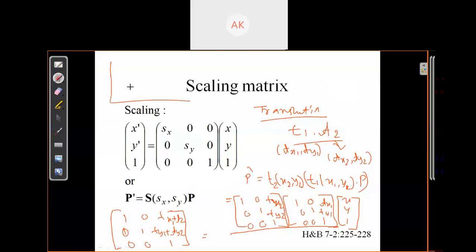Suppose this is your point, and you want to translate it from here to this position with Tx, then to this position with translation T2. So you are translating this object in one single shot. There's no need to go through the intermediate point; you can directly jump from this point to this point.